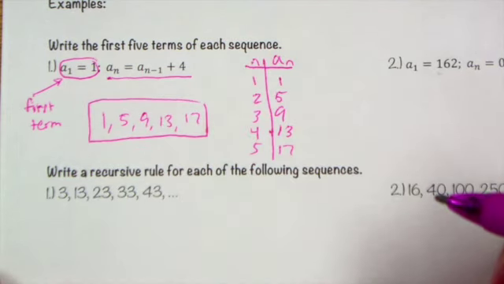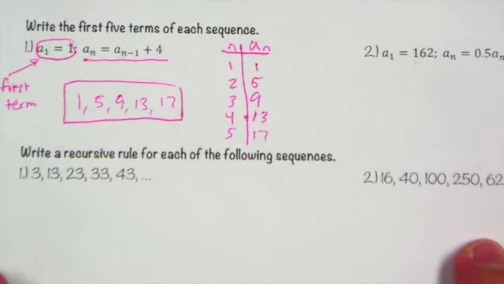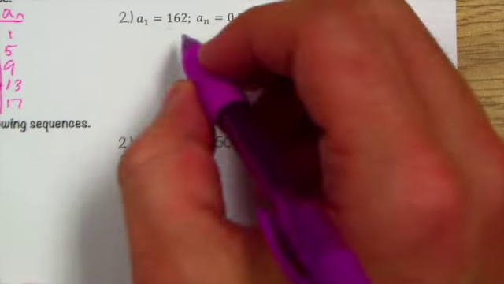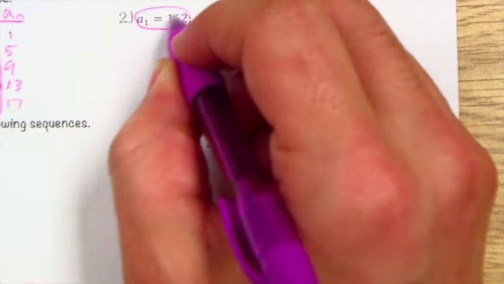So that would be your recursive rule, or your recursive sequence. So let's try this again. Slide this over. So now this one gives you again the first term.